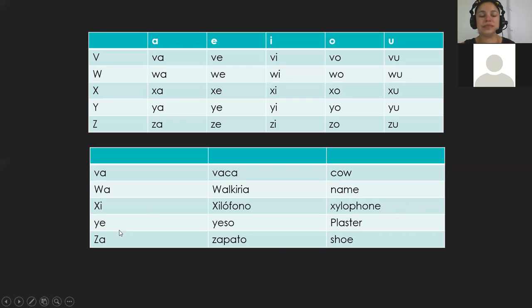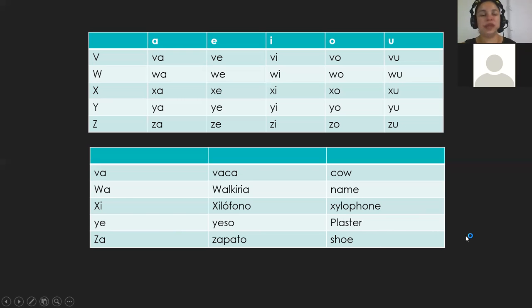If you notice, that Y is pronounced like an I. You say yeso. Yeso in English is plaster. The za, like zapato. Zapato is shoe.